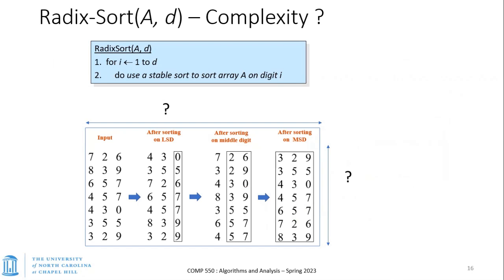So we're using counting sort. Do people remember what the complexity of counting sort was? We just saw that in the review. What is the complexity of counting sort? So we're initially applying counting sort on, let's say, the least significant digit. How much time would that take?